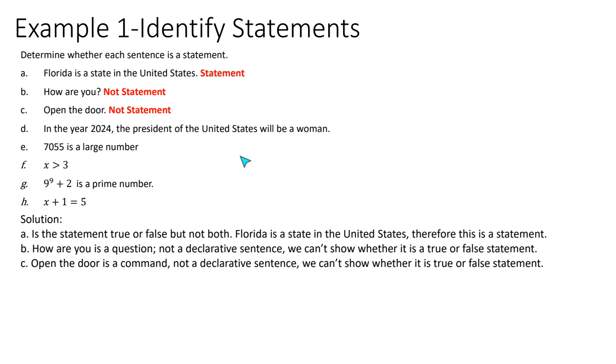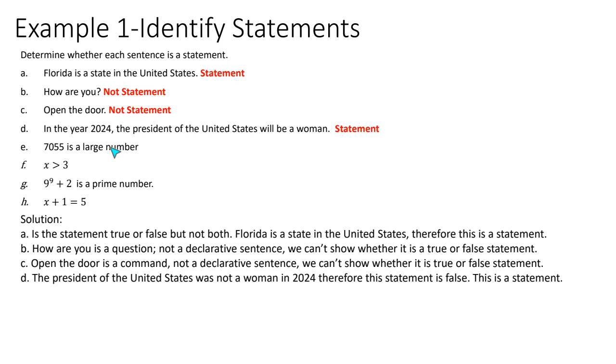So this statement, we can look it up, and we know that this was a false statement. So this is a false statement. I can say it's false. So this is going to be a statement. But what if it said in the year 2029, the president would be a woman? Well, we don't know whether the president would be a woman or not, but we can say that the answer to that will be either true or false. So that would still be a statement.